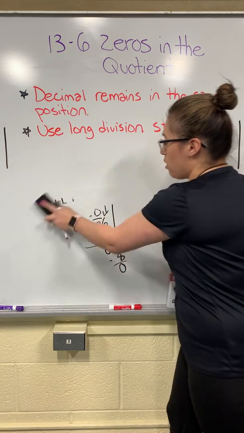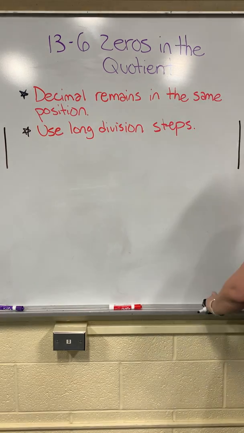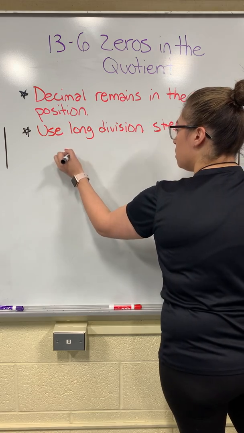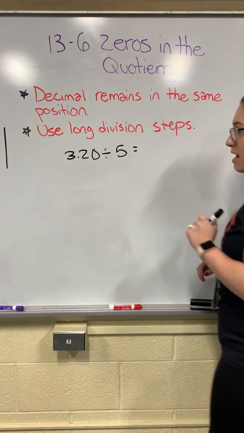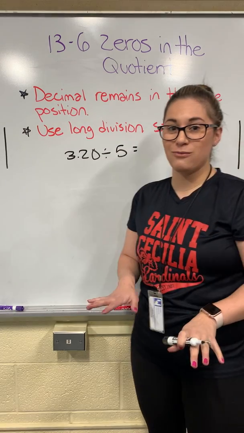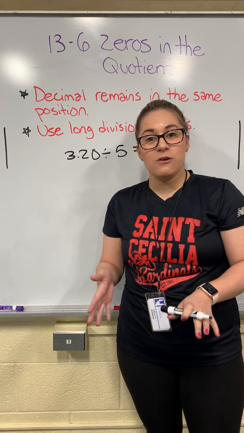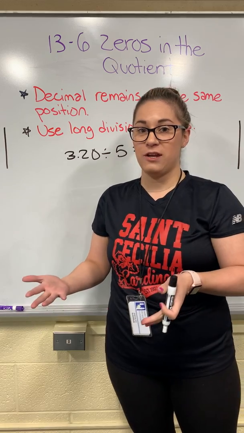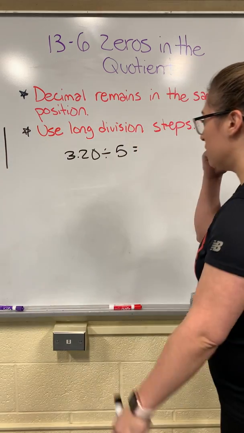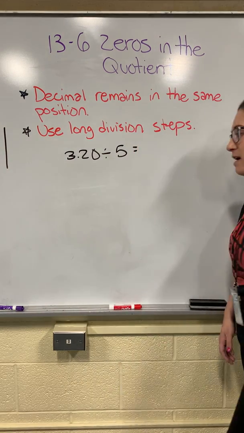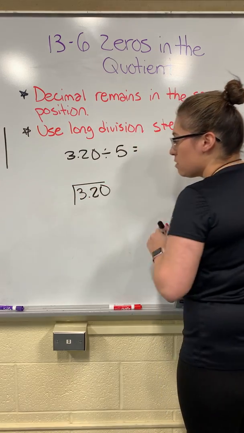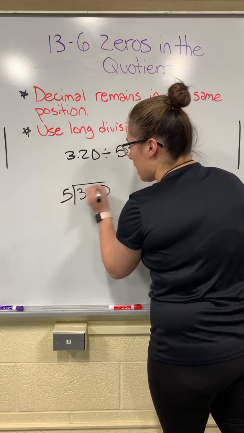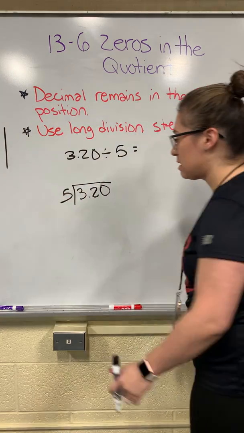So our next one is going to be 3.20 divided by 5. Okay, this would be a really great problem for you to do right now by yourself. Try it out. So go ahead and pause the video so you can try. All right, so we can put 3.20 inside and we're going to divide by 5 and we're going to go through the same steps, okay?